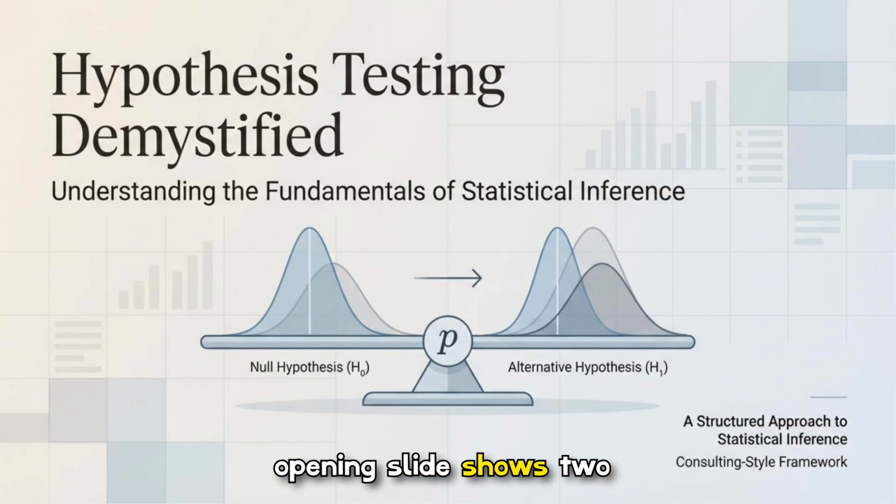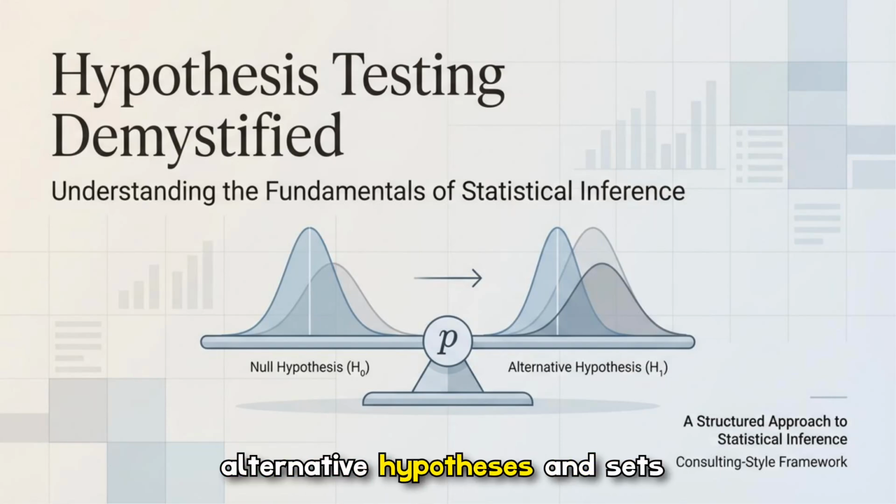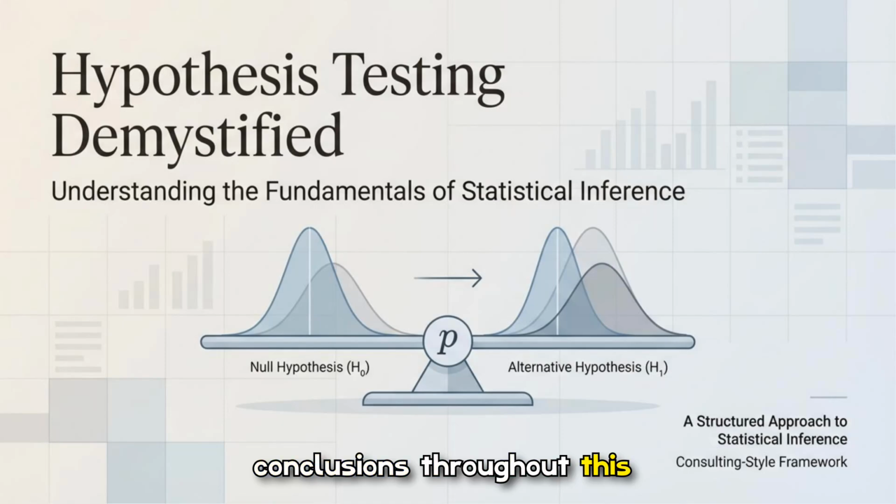This opening slide shows two overlapping distributions, balanced on a scale to symbolize the null and alternative hypotheses, and sets the stage for how we'll reason about evidence, make decisions, and turn data into actionable conclusions throughout this presentation.